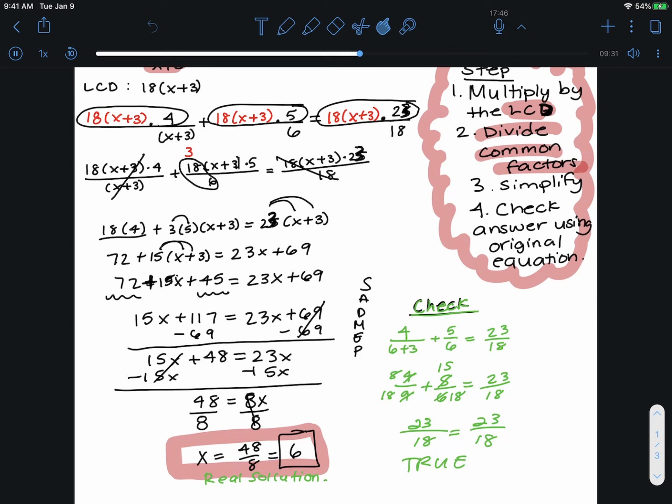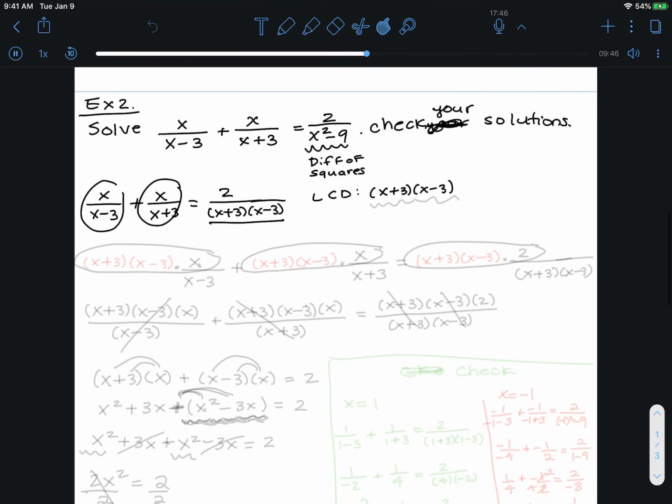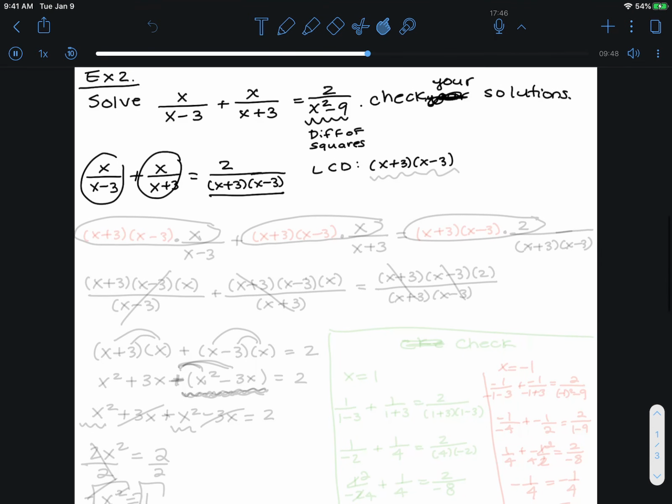Okay, so what is my least common denominator? Well, my least common denominator is going to be x plus 3 times x minus 3. Because I need to get this fraction here and this fraction here to get this denominator, so that way the denominators can cancel out. So I need both of these right here to be my least common denominator.